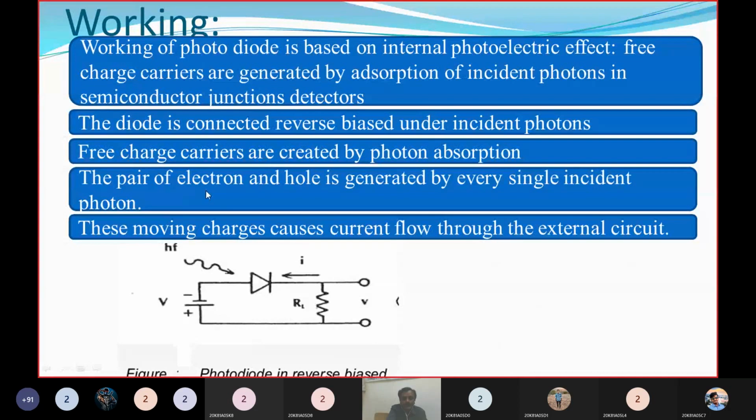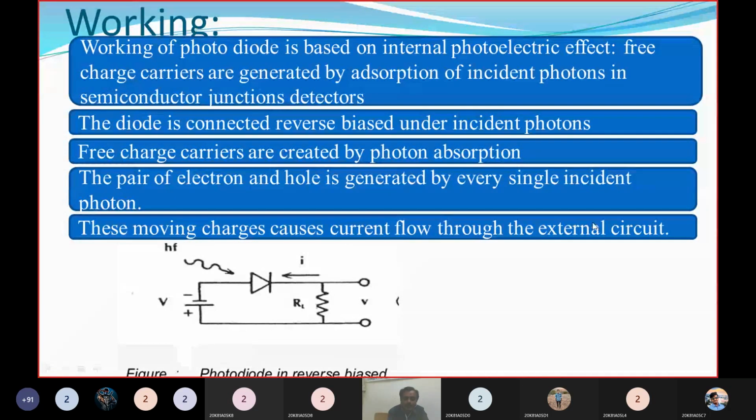Already we discussed every single incident photon. If the diode works accurately, each photon is involved in an electron-hole pair generation. At that point the efficiency of the diode will be very high, and the responsivity also very high. Now these moving charges cause current to flow through the external circuit.